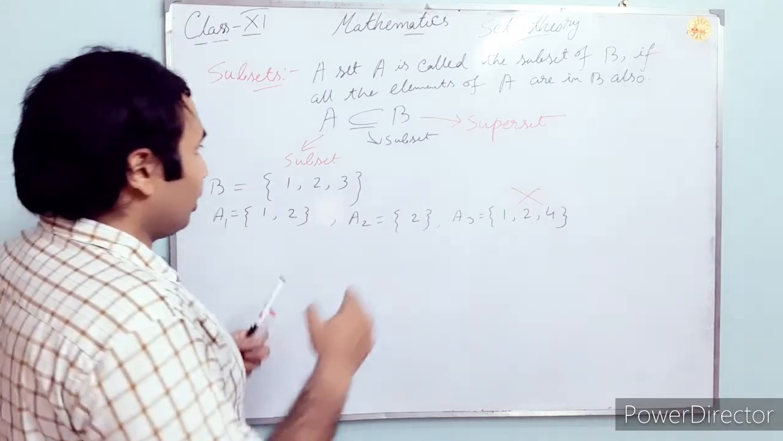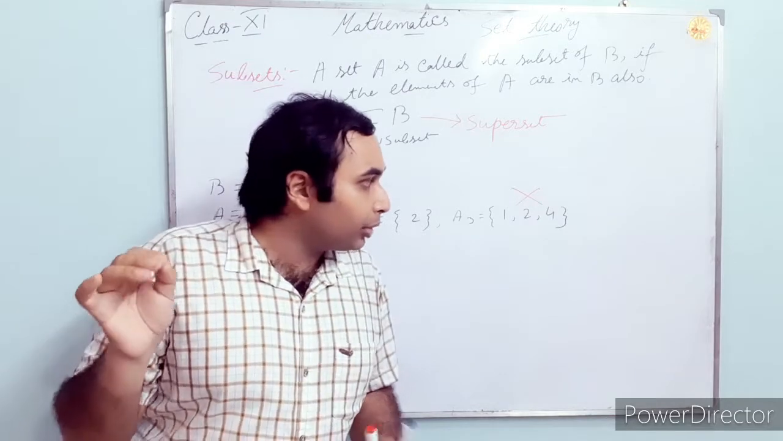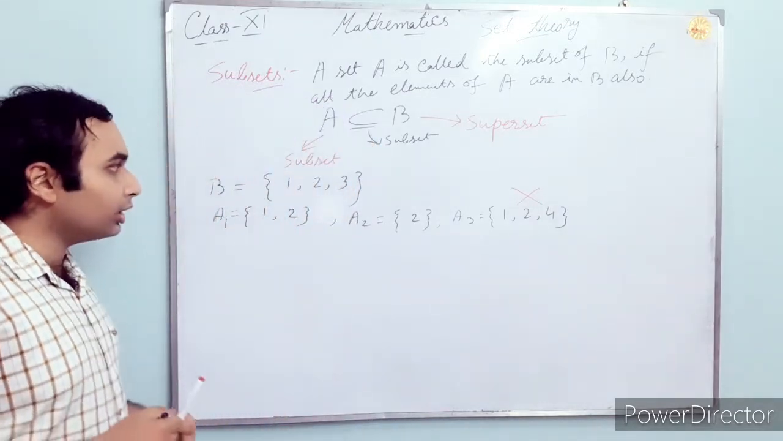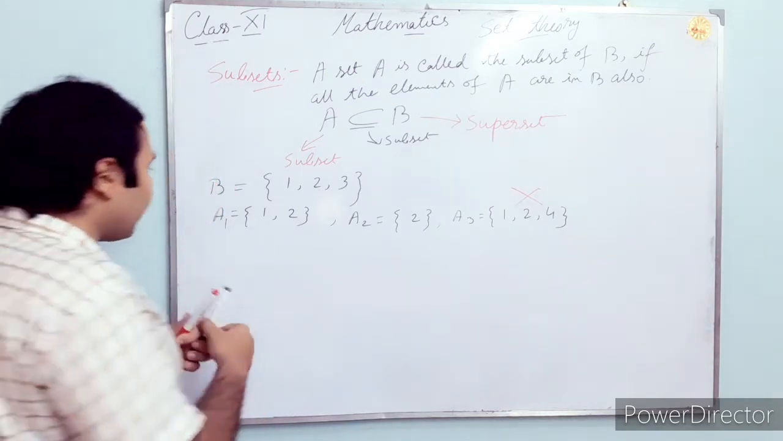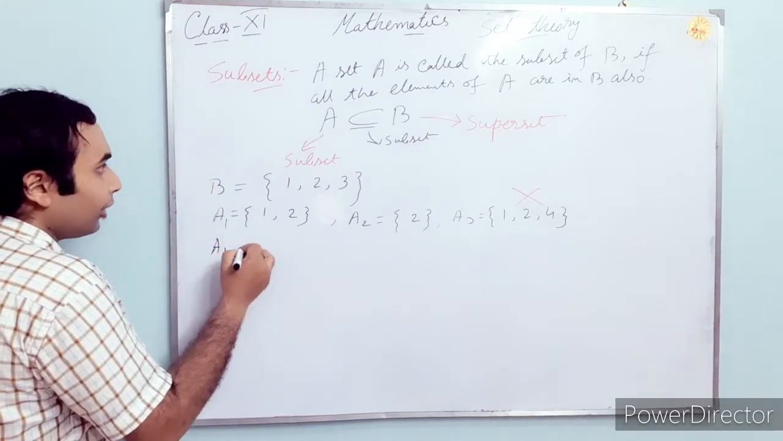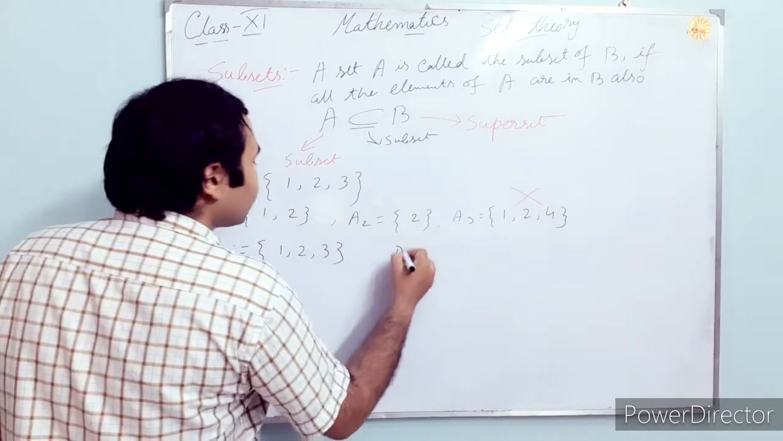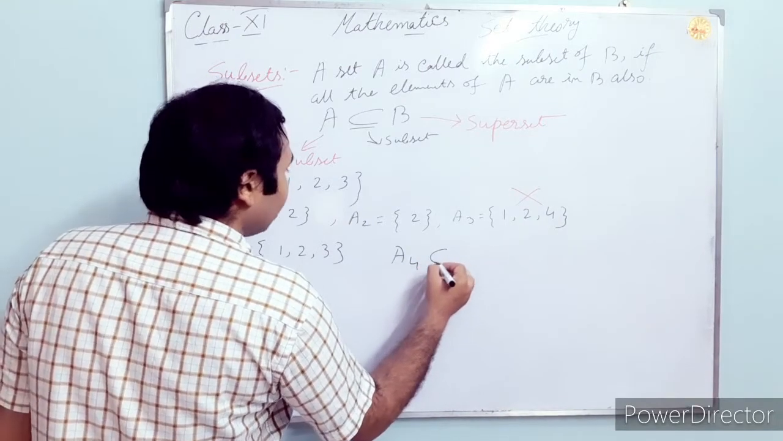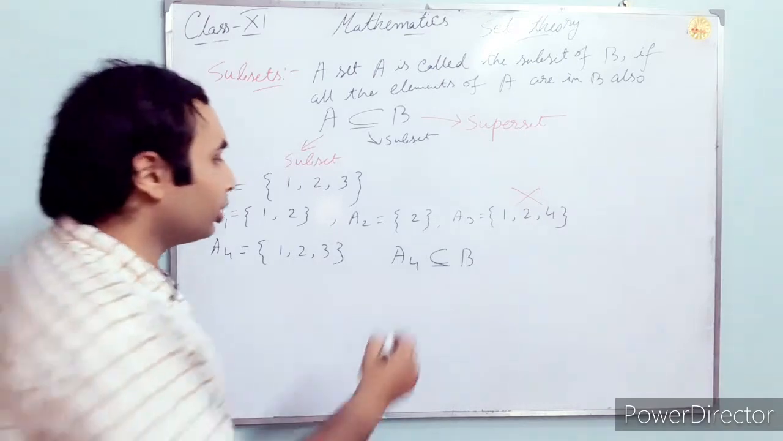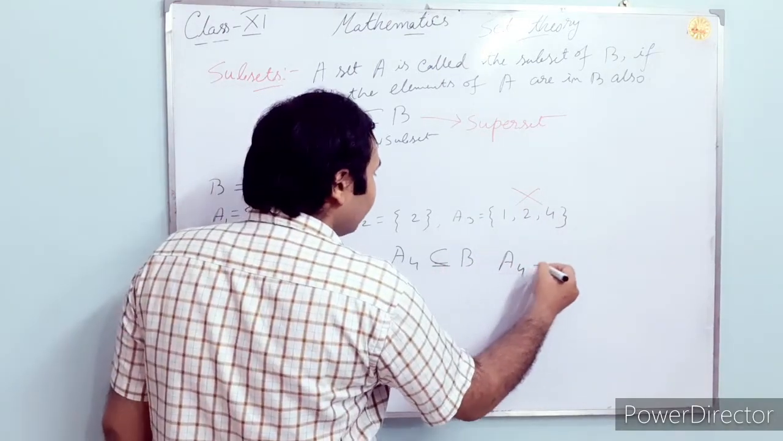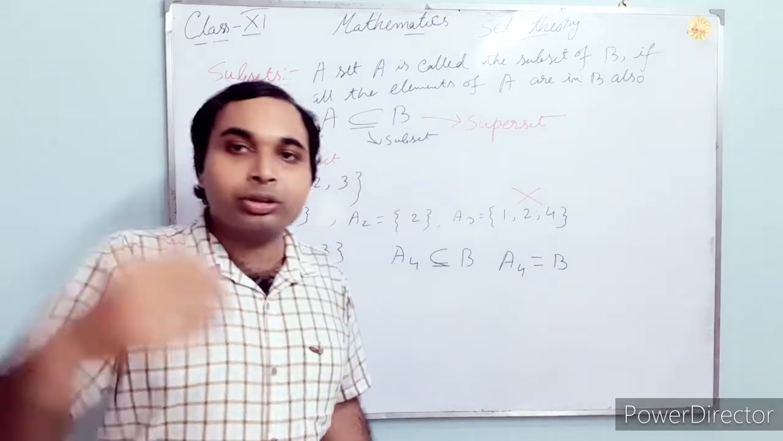Now, for the subsets, one simple concept is there, that is the proper subset. What is the proper subset? Actually here if I write A4 equals to {1, 2, 3} again, this is also a subset. A4 is also a subset of B. Actually A4 is equal to B. We can write here A4 equals to B. So subsets can be equal to the superset also.